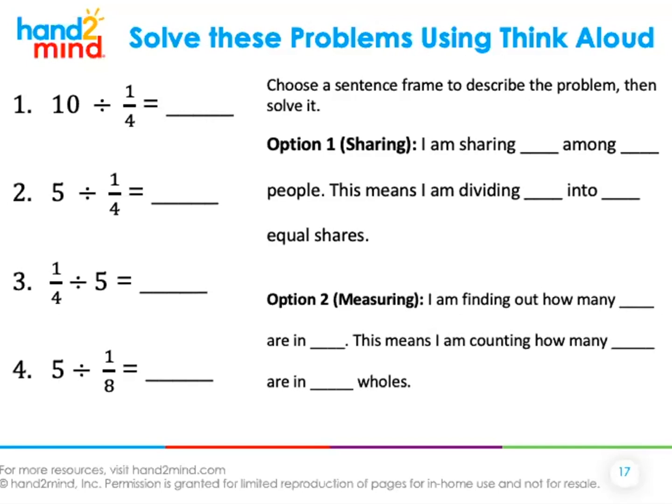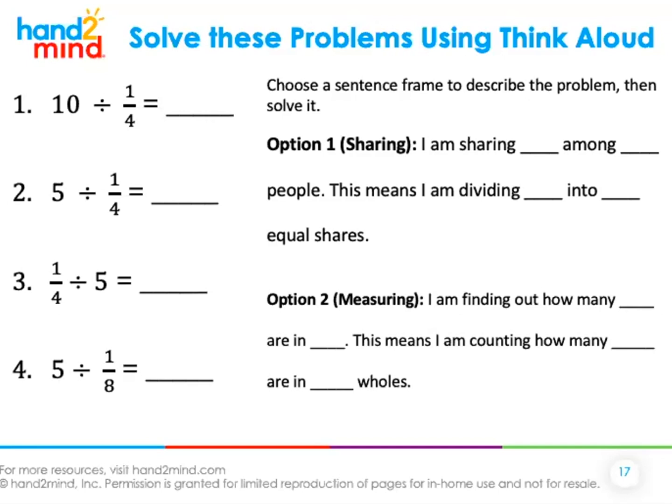Well, number 2 looks almost the same. In fact, I could just take my answer to number 1, 40, and divide it by 2 because I have half as many to start with. Or I could again think about the measuring context. Let's go on to number 3.